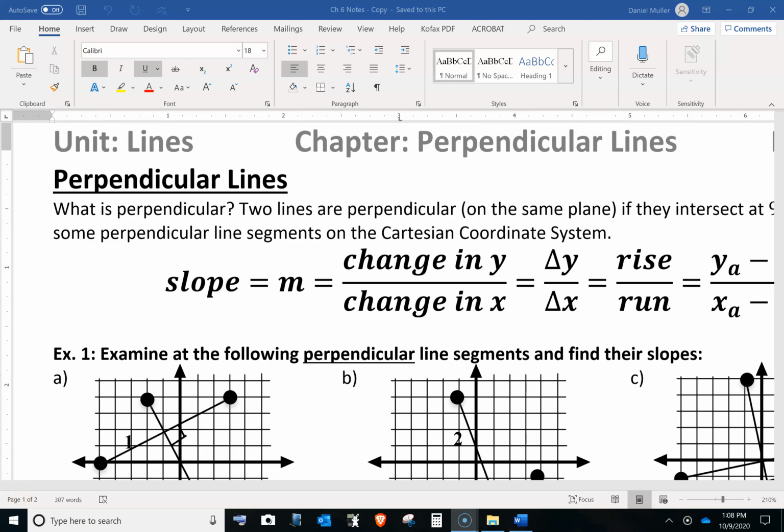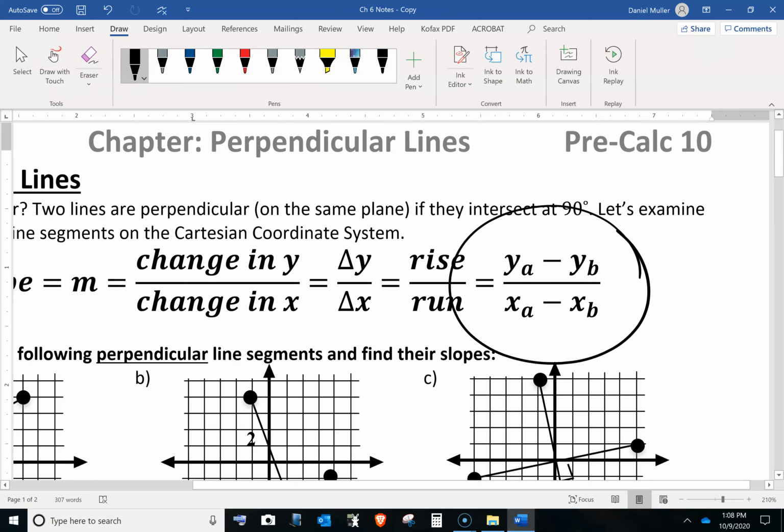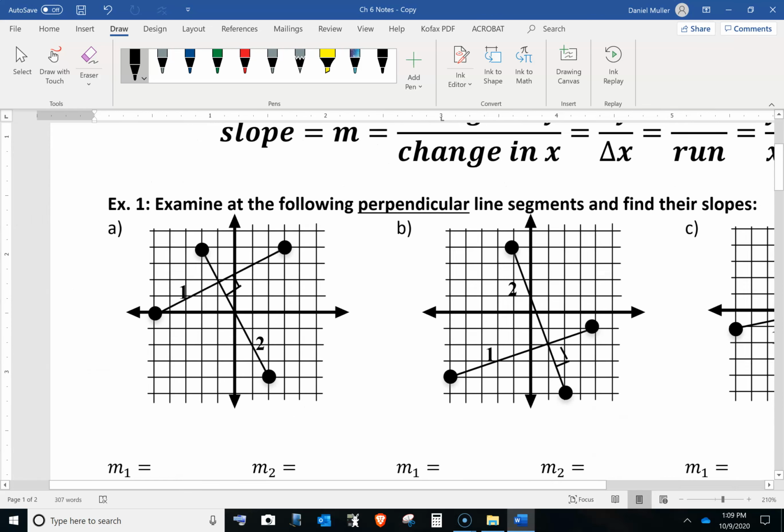Let's take a look now at perpendicular lines. So again, we're dealing with slope, the change in y over change in x, which I actually like to use rise over run. And we did use this formula the last little bit in order to find our steepness or our slope. Of course, the other way to find our steepness or our slope is to look at the graph.